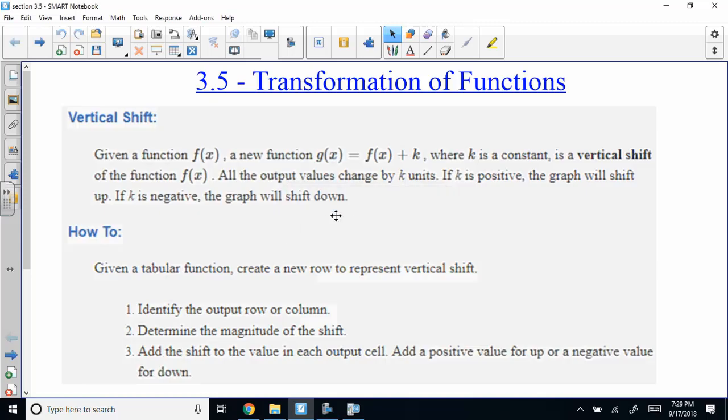Transformations of functions. Shift happens, right? So when you are outside of the function itself, and this is what I mean by outside, here's the function f of x plus or minus some constant, then it's a vertical shift, either up or down. You're doing something after you evaluate it, then you're going up or down. If k is negative, it's shift down. So there's the how-to.